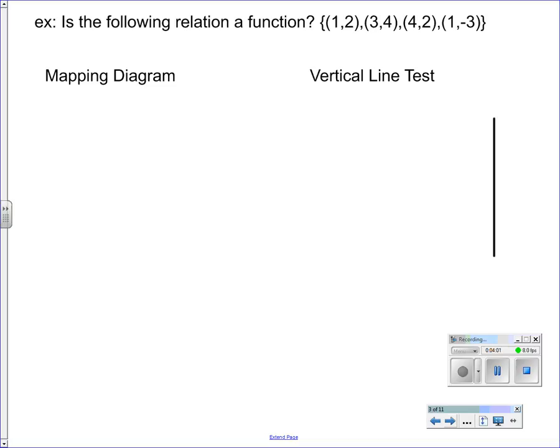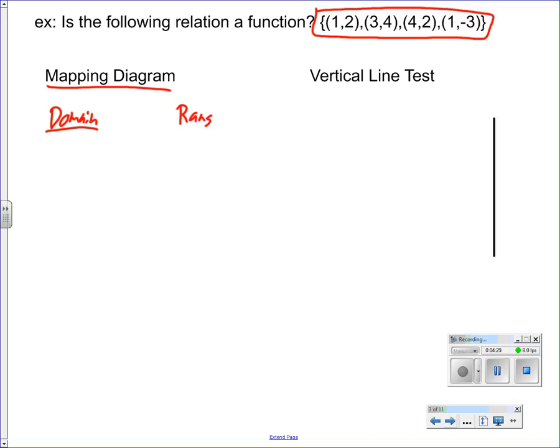So there's a couple different ways of telling if a relation is a function. So here's a relation at the top in this example. A relation is any set of ordered pairs. We can tell if it's a function in a couple different ways. One way is to use what's called a mapping diagram. A mapping diagram shows how a function, or a relation, works. A relation maps the domain to the range. So we can illustrate this with a picture called a mapping diagram.